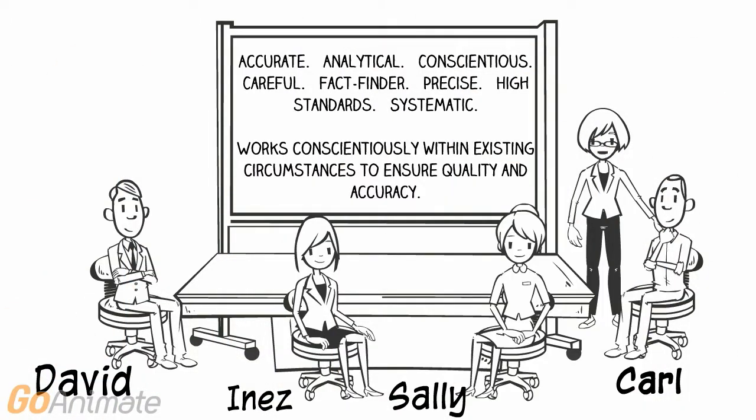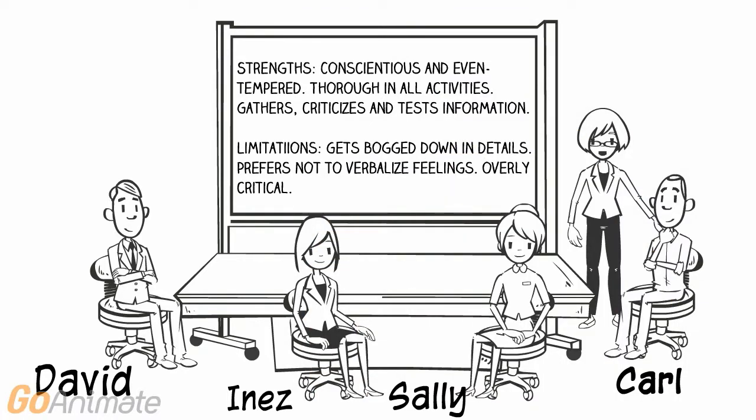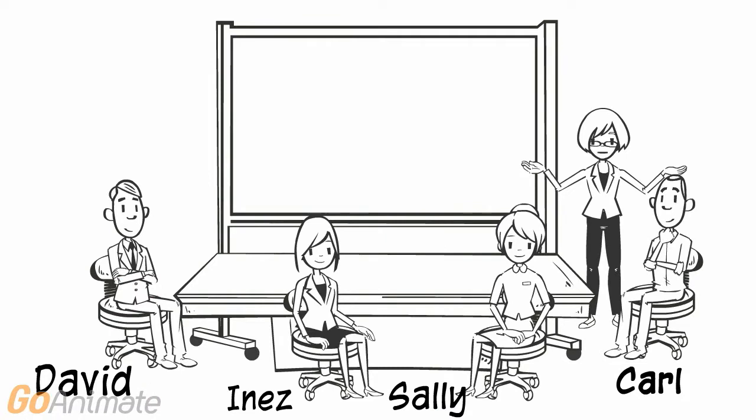Carl is a high C. I'd describe him as accurate, analytical, conscientious, careful, a fact finder who has high standards and is systematic. He works conscientiously within the existing circumstances to ensure quality and accuracy. His strengths are that he's conscientious and even-tempered, thorough in all of his activities. He gathers, criticizes, and tests information well. His limitations are that sometimes he gets bogged down in details, he prefers not to verbalize his feelings, and he can at times be overly critical. They each bring different things to the table.